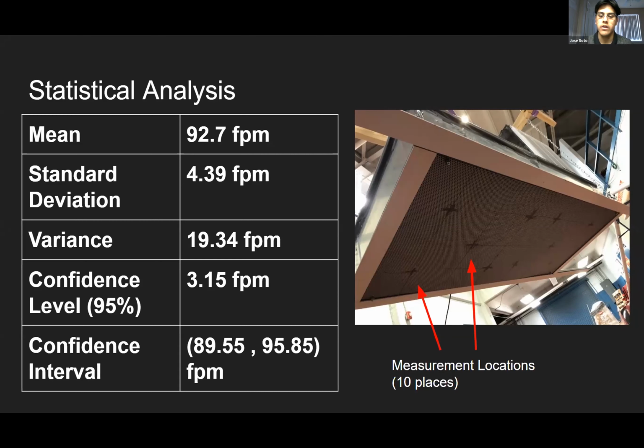And this confidence interval gave us a way to be certain that readings underneath this unit will fall between this range. The markings underneath the unit represent where we measured our values, and having those readings allowed us to calculate things like mean, standard deviation, and confidence interval. Doing so allowed us to calculate the confidence interval of 89.55 to 95.85 feet per minute, which was what we expected.